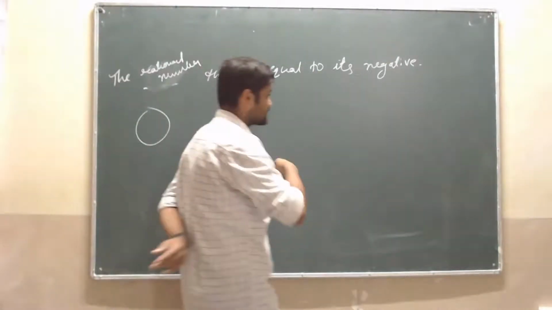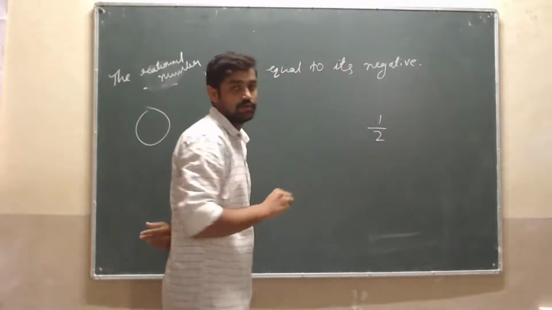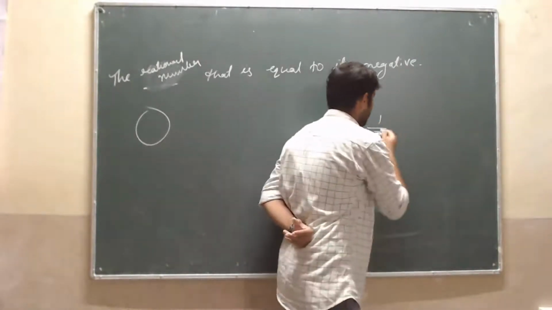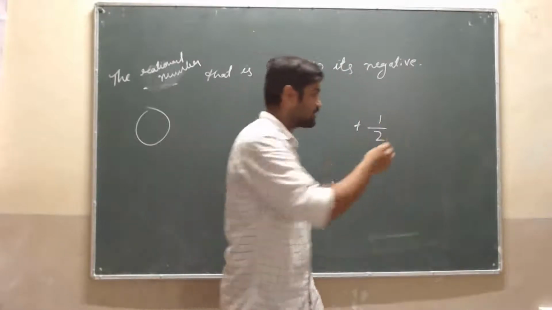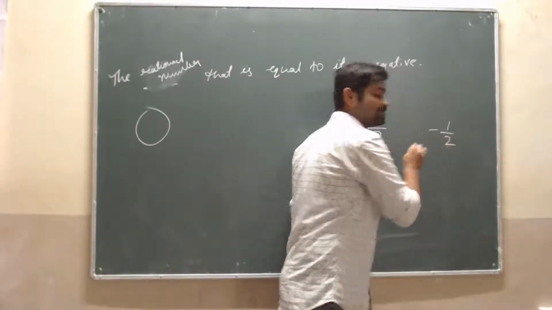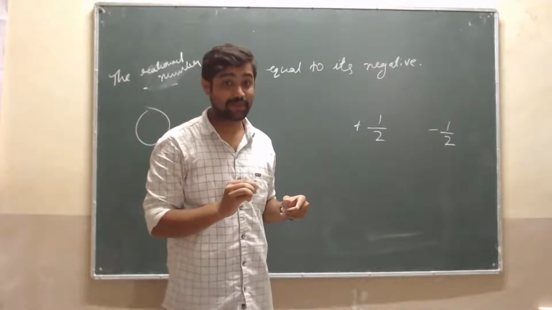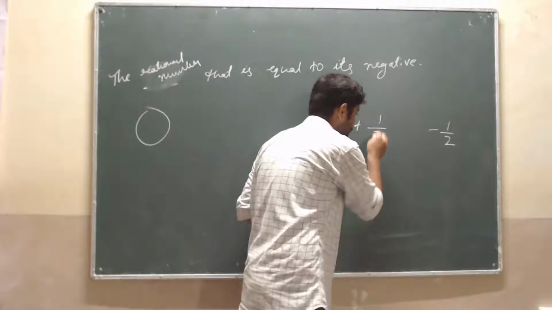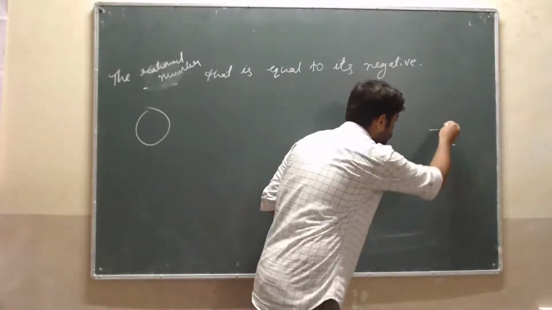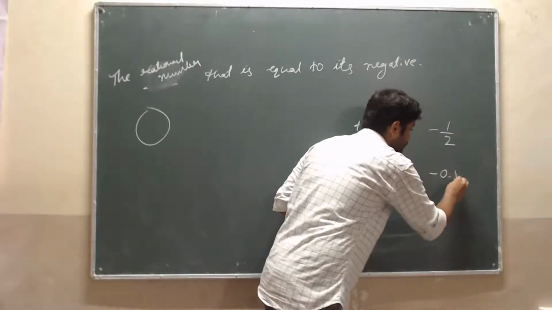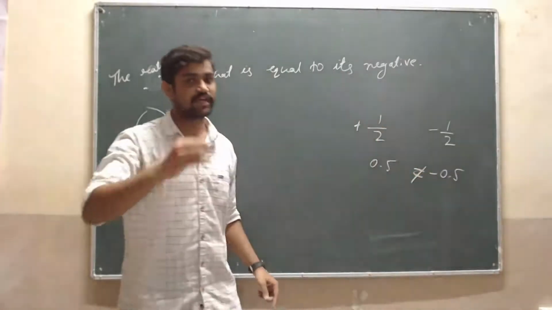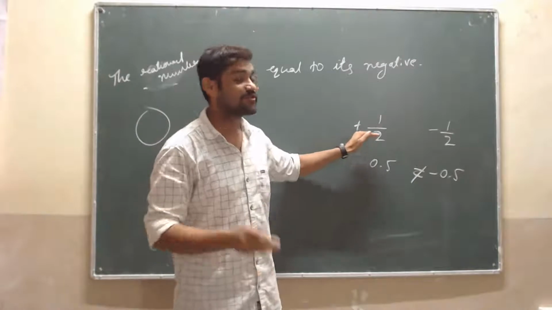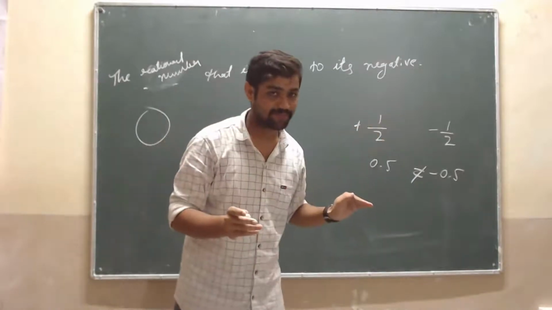See, suppose a rational number we have taken, that is 1 by 2. This is a positive number. What is the negative of this 1 by 2? That is minus 1 by 2. Whether plus 1 by 2 is equal to minus 1 by 2? Plus 1 by 2 is 0.5, but minus 1 by 2 is minus 0.5. These are equal? No, sir. Are you getting my point? Plus 1 by 2 is not equal to minus 1 by 2.